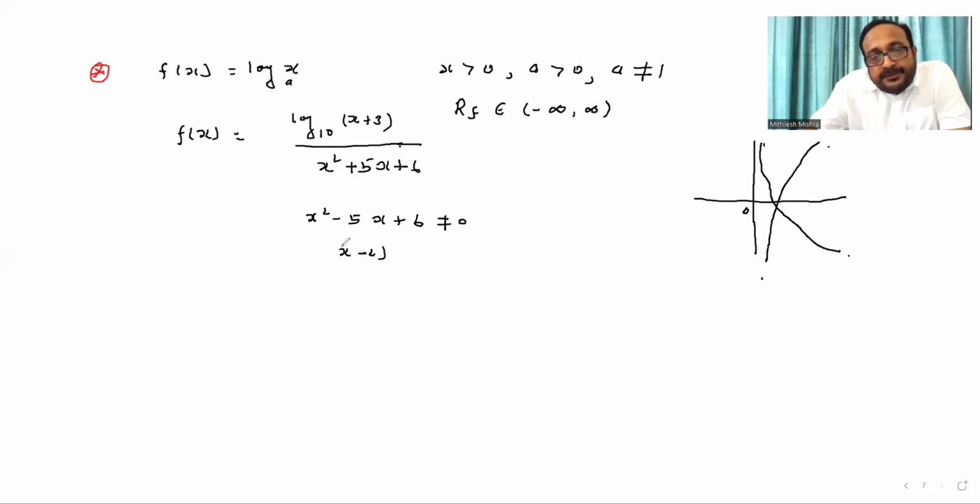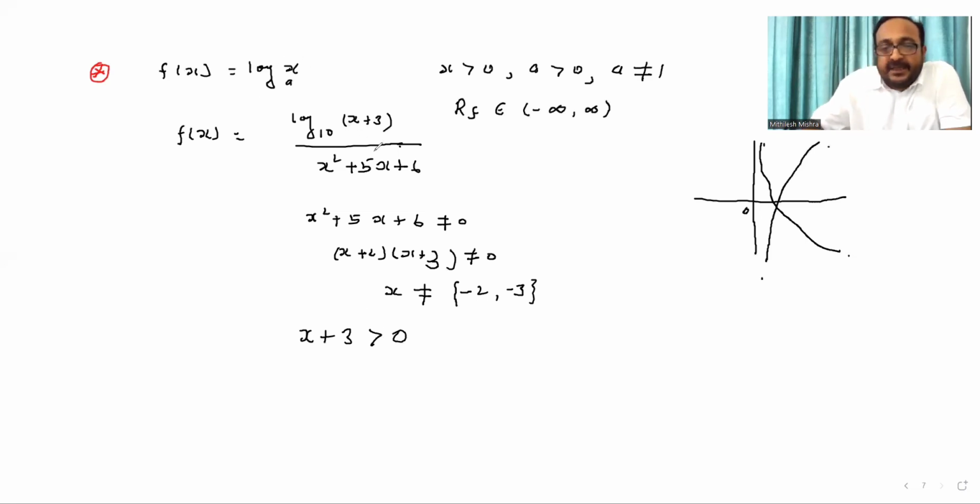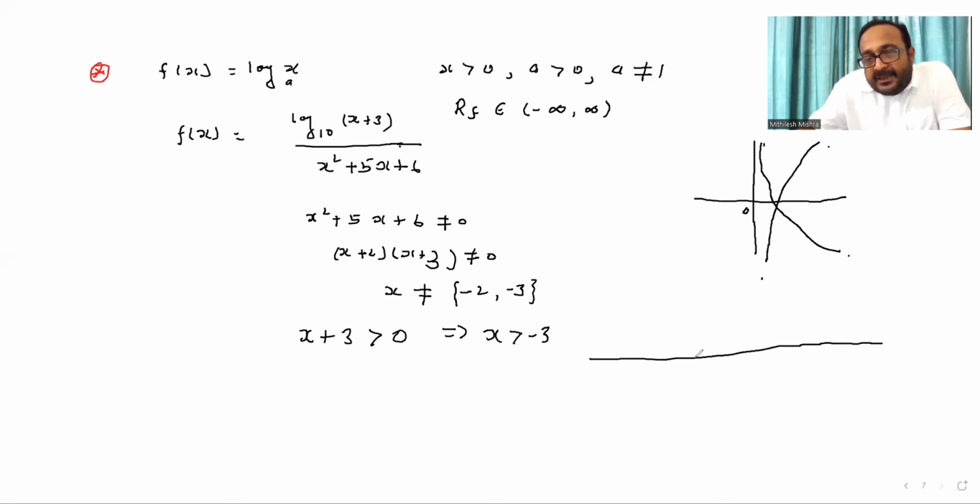(x plus 2)(x plus 3) should not be equal to 0. So x will not be equal to minus 2 and minus 3, right? For the numerator, for log, x plus 3 must be greater than 0. In log x, in place of x, you have x plus 3. So x is greater than minus 3.